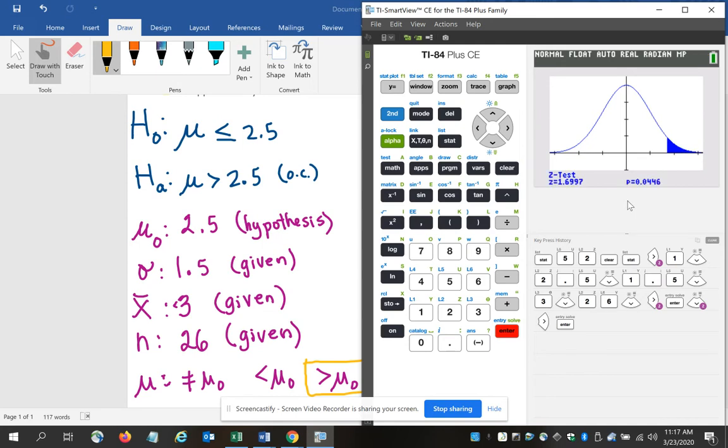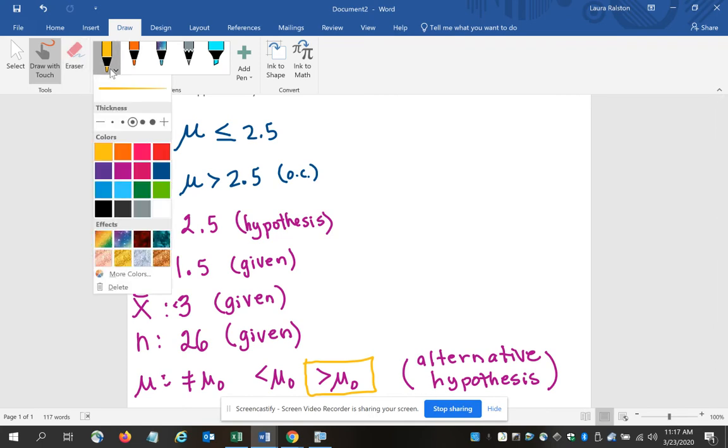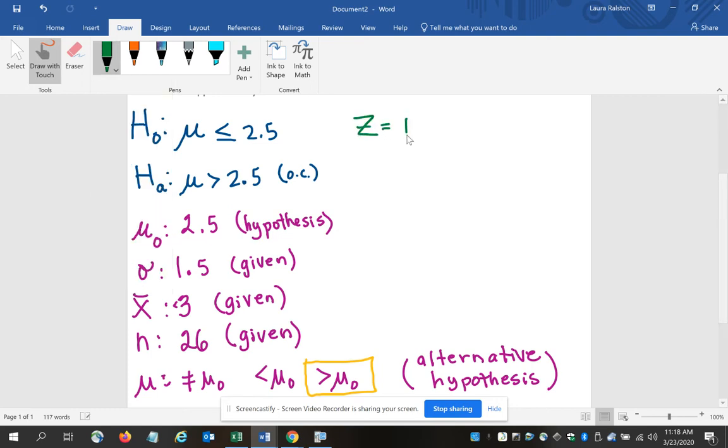Okay, so underneath it gives me my z-test statistic as 1.6997, and it gives me my p-value of 0.0446. Okay, so I'm going to write those things down. So I have z equals 1.6997. Normally we round z's to 2 decimal places, so be careful.